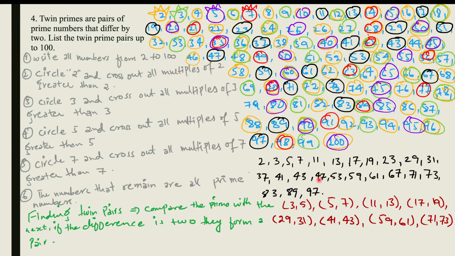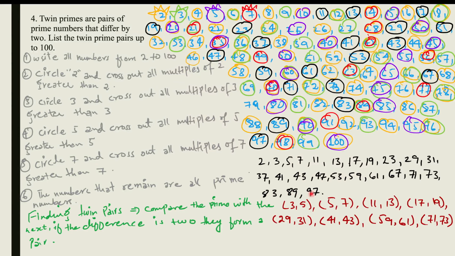Then 43 and 47 we check, again the gap is bigger than 2, so this cannot be. Then 47 and 53, again the gap is bigger. Then 53 and 59, the gap is bigger. 59 and 61, the gap is only 2, so this is our next twin prime. 61 to 67, again the difference is bigger. 67 to 71, the difference is bigger. 71 to 73, so on. Each number we check. 71 and 73 is also our twin prime.